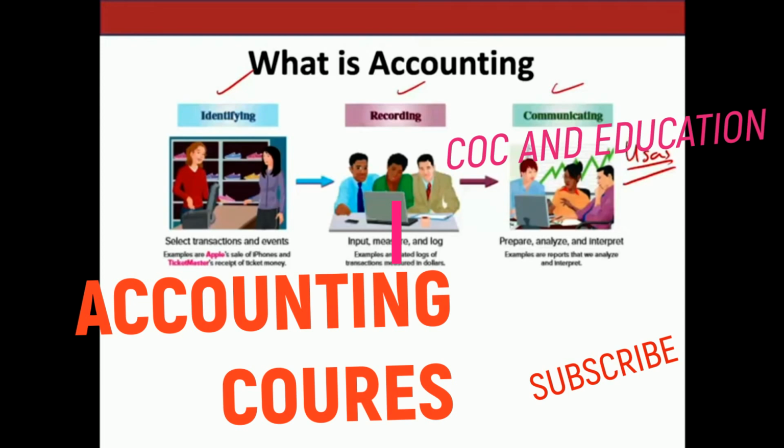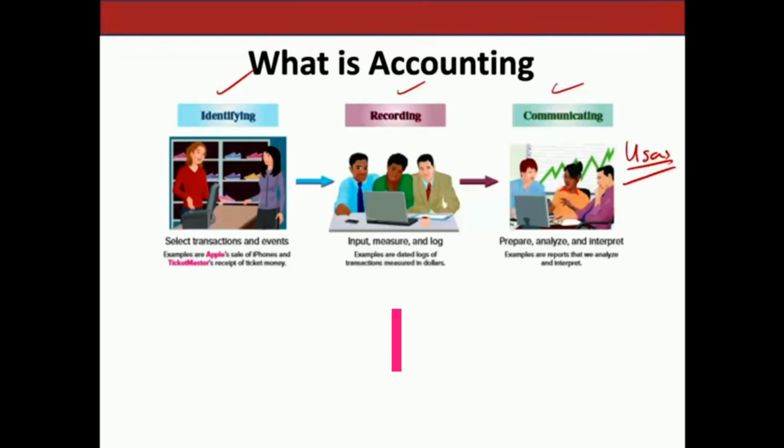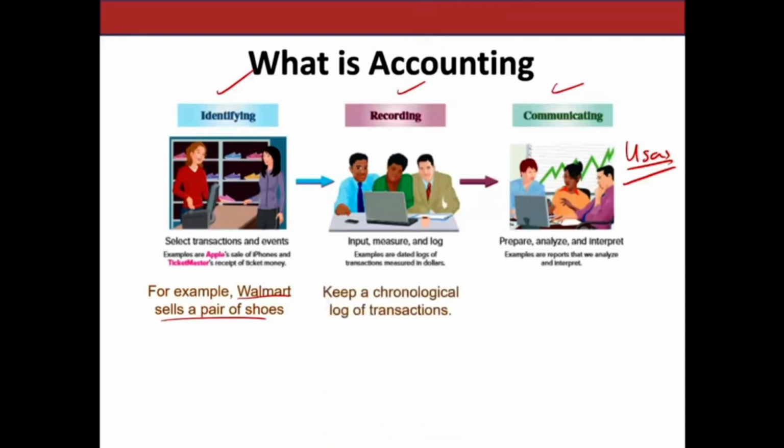It means if something happens, if a transaction or an event happens, the accounting system captures it, like taking a picture of it, capturing the event. For example, Walmart sells a pair of shoes. This is a sale transaction. They sell it and they either receive cash or sell it on credit. So that's an event.